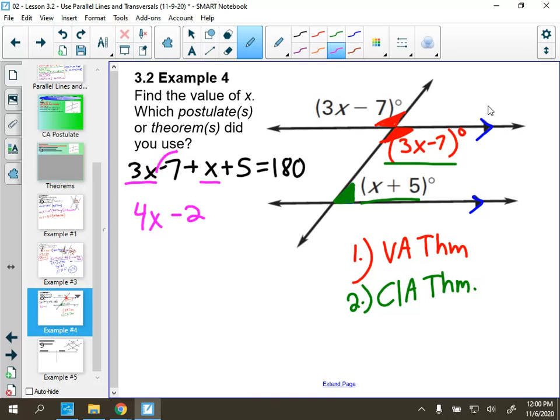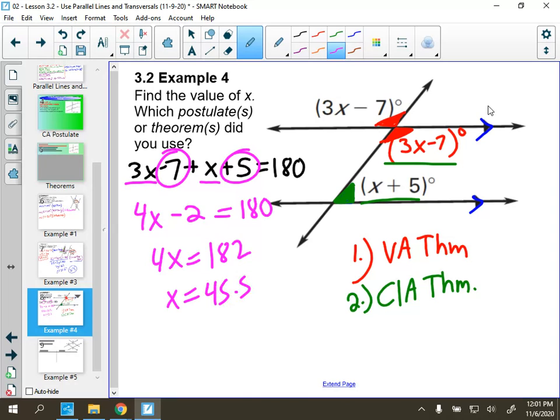So I'm combining some like terms here, negative 7 and 5. Okay, we'll add a 2 to both sides to get 182. And then we'll divide by 4, which one last time is 182 divided by 4, 45 and a half. Still, I don't remember getting all these decimals when I did it before, so I'm just doing a quick check, to be honest with you.